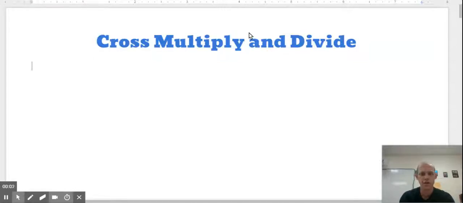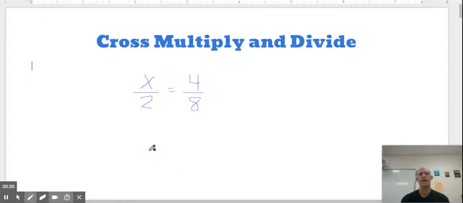Hi everyone, Mr. Neighbor here, and today I want to talk briefly about a method we use in math called cross multiply and divide. It's most commonly used when we have two fractions that are equal to each other and we want to solve for a missing part of one of those fractions. So for example, let's say we have x over 2 equals 4 over 8.